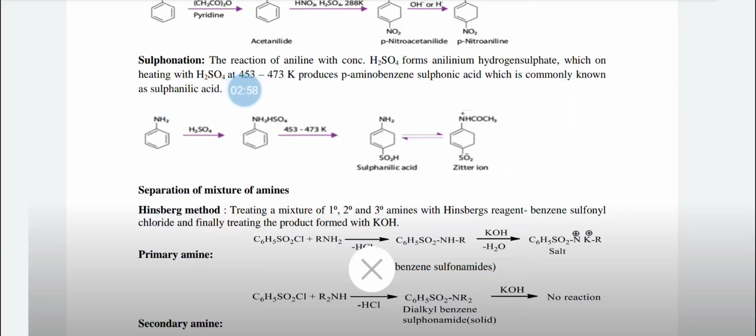Next one is the sulfonation. Here the reaction with concentrated sulfuric acid forms anilinium hydrogen sulfate, which on heating with sulfuric acid again at 453 to 473 Kelvin produces para-aminobenzene sulfonic acid, commonly known as sulfanilic acid.